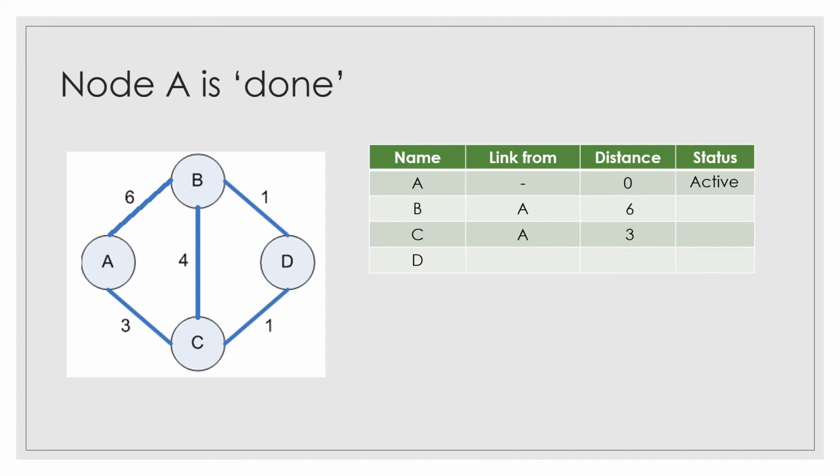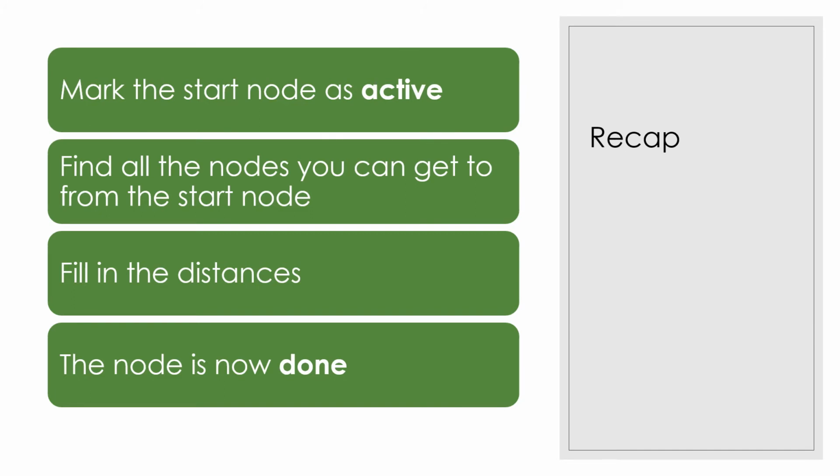That's it. I've now finished all the work with node A. So node A is no longer the active node. I'm going to mark it as done, or you could put a cross there or whatever. And that just tells me that I'm not going to visit node A again. So in all the rest of the calculations, I'm going to just ignore node A as I continue to fill in the table. So let's just recap.